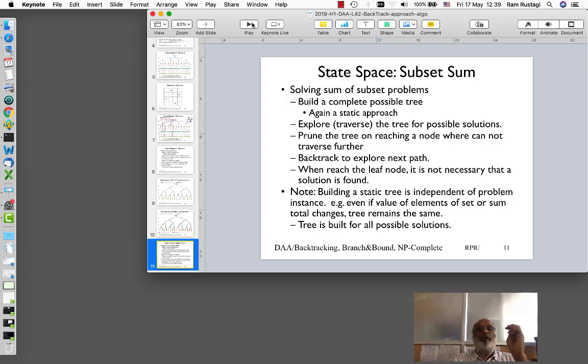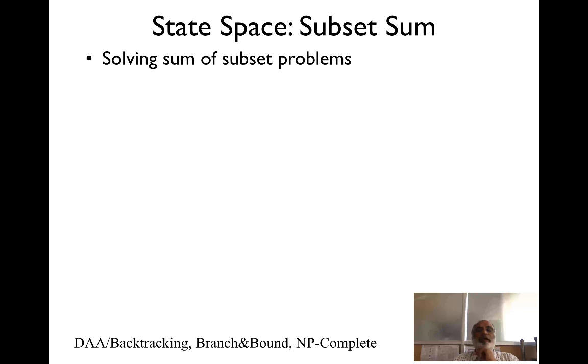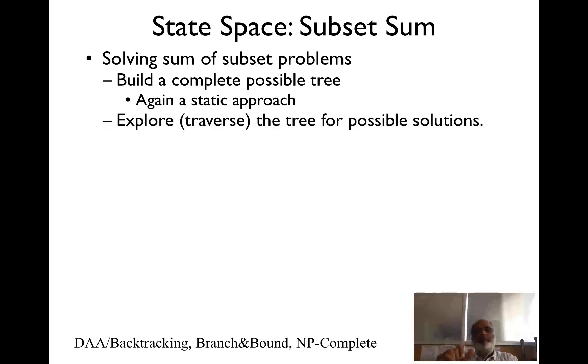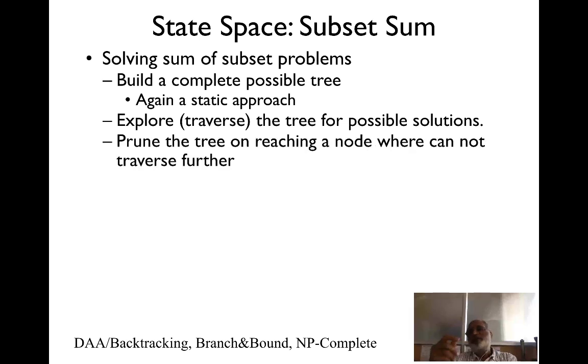So essentially what we have done in this problem is we first build a complete tree, which is a static tree, and this tree is independent of what my values of elements are. All we need to know is there are 4 elements in a set, and there is a sum which I need to find. Because each variable xi can take 2 values, 0 or 1, if there are n variables, my total space size is 2 raised to power n.